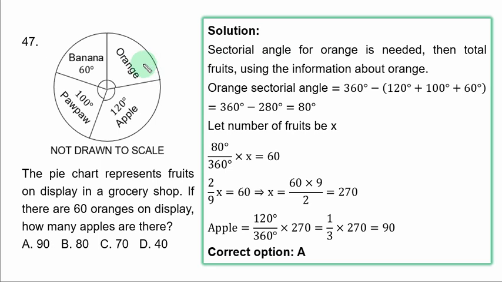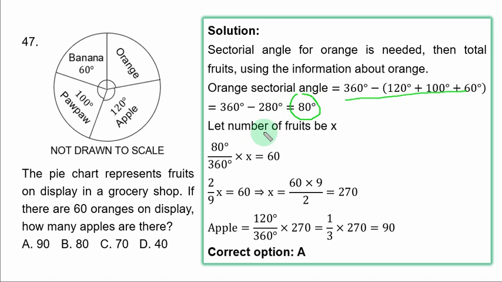That is, you have 60 plus 100 plus 120 plus orange equal to 360 degrees. In other words, if you add the 3 known sectors and subtract it from 360, you have the sectorial angle for orange, and that is what you have here. If you do that, you have 80 degrees. Let the number of fruits be S.